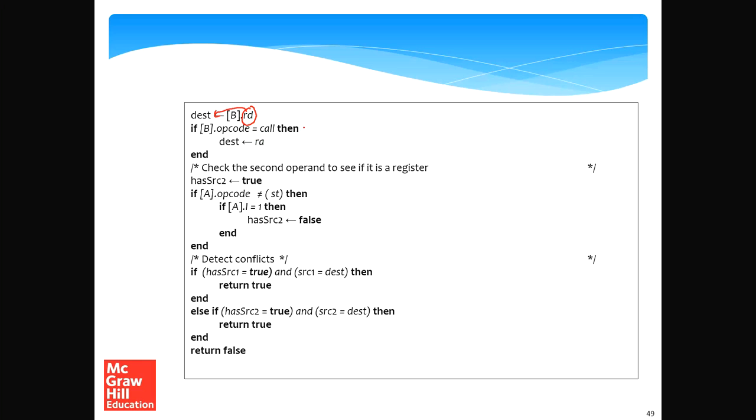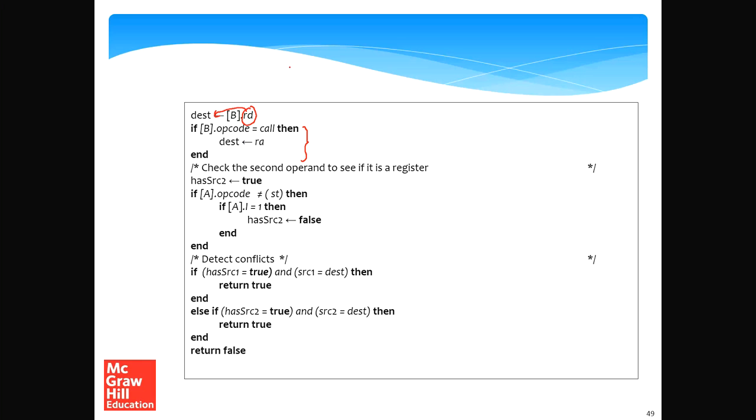However, here also one special case needs to be considered. Say if instruction B is a call instruction, then the call instruction writes to the RA, the return address register. So the RA register is saved in dest. That is one special case. And then, after taking a look at the destination, we need to see if the second operand is a register or not for A. So we set again has source 2 to true.